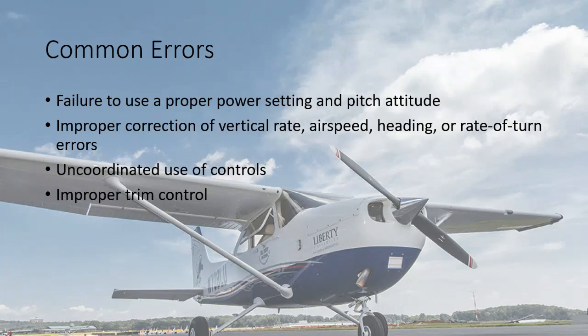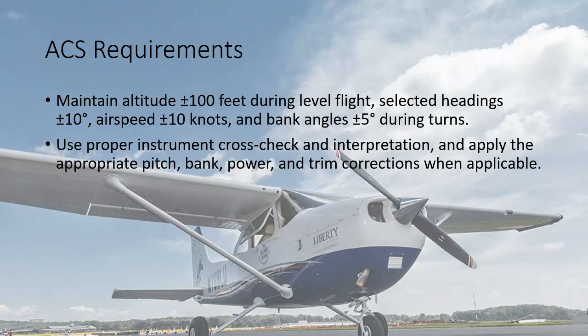Some common errors you'll see with this are failure to use proper power setting, pitch attitude, improper corrections of vertical speed, airspeed, heading or rate of turn errors, uncoordinated use of flight controls, and improper trim control. And for your ACS requirements, you want to maintain your altitude plus or minus 100 feet during level flight, selected headings plus or minus 10 degrees, airspeeds plus or minus 10 knots, and bank angle plus or minus 5 degrees on turns, but also avoid improper instrument cross-check and interpretation, and apply the appropriate pitch, bank, power, and trim corrections when applicable.